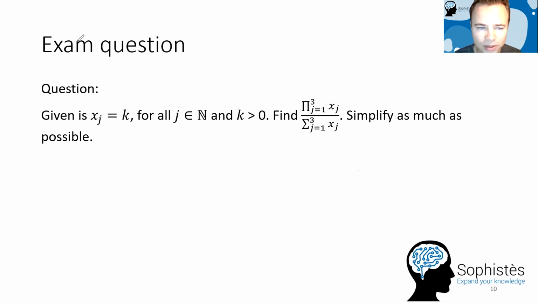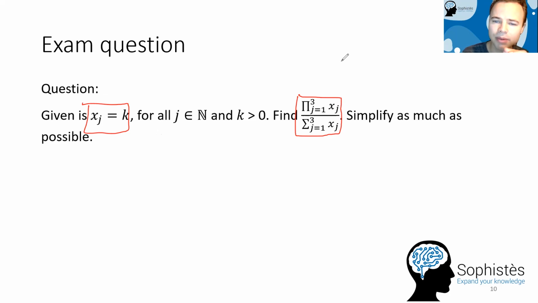Okay. Here's the next question. You have some notation that you maybe don't understand yet, but don't worry about it. You will learn it along the way. The only thing you have to focus on is that you have to find this thing here. You see that X, and for X, you can fill in the K. And you have to simplify it as much as possible. But there's only one thing I want to tell you.